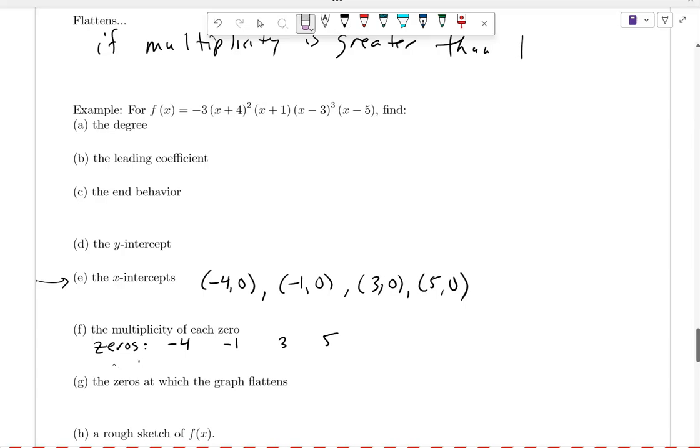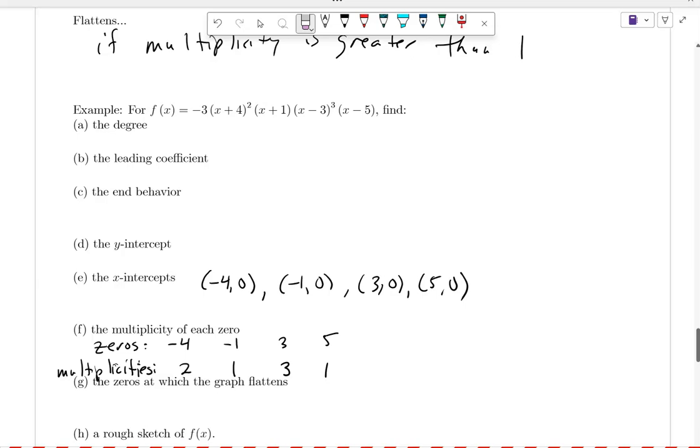If I could spell the word multiplicity, that would help. For -4, what's your multiplicity? 2. For -1, the multiplicity is 1. For 3, it's 3. And for 5, it is 1 again, right? Remember, again, for multiplicities, we're interested in the powers on the factors, right? Okay. The x plus 4 factor gave us the zero of -4. The power on that is 2, so the multiplicity is 2. Does that make sense? Okay.